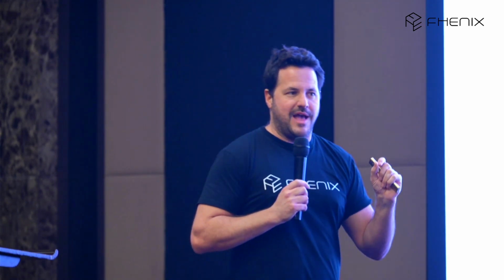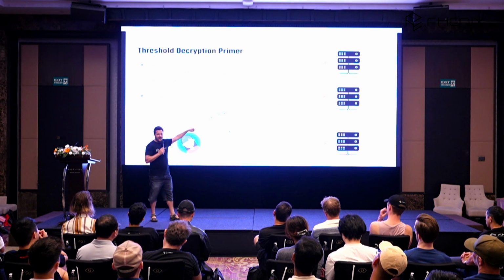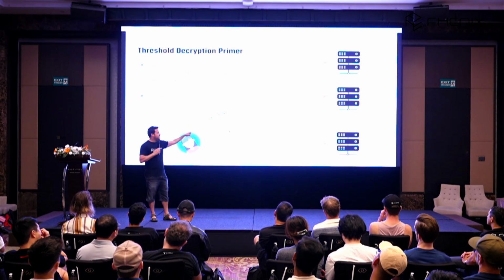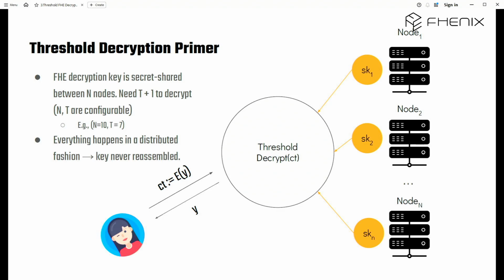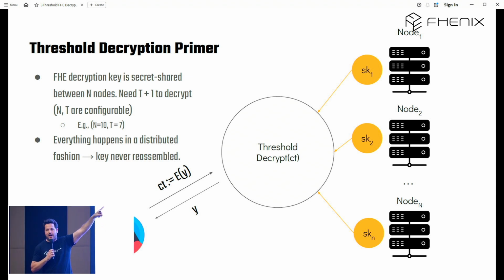Now, the other most important part to remember is that what you see here in the gray circle, threshold decryption, doesn't happen by people taking their partial keys, combining them together and sending them to someone. That's insecure. This all happens in a distributed manner such that no one actually reveals their partial key to anyone. Otherwise, this would be useless.